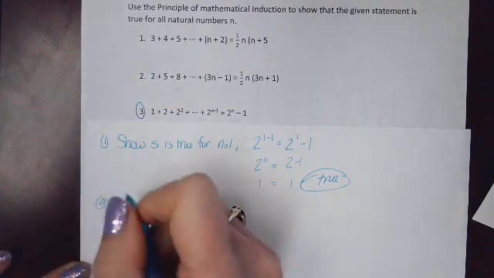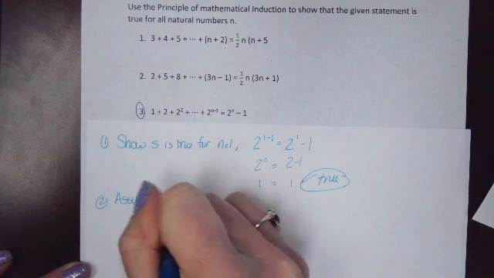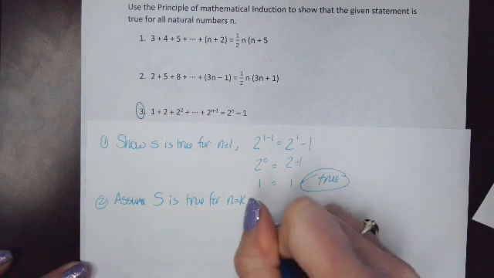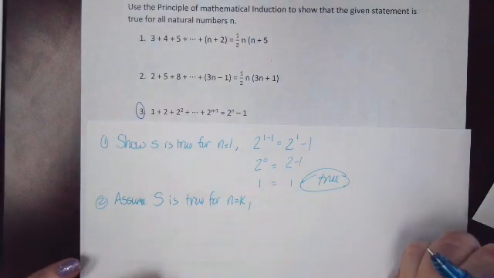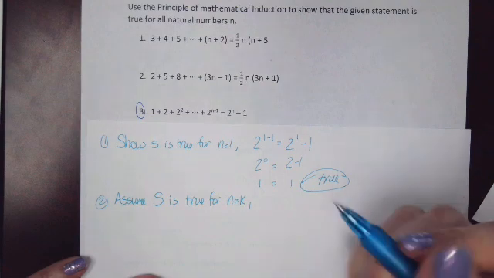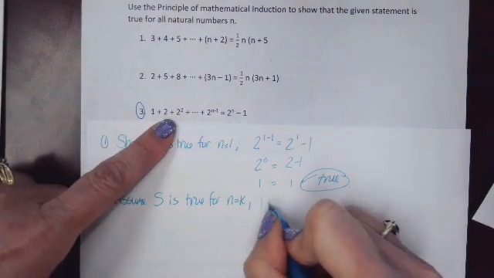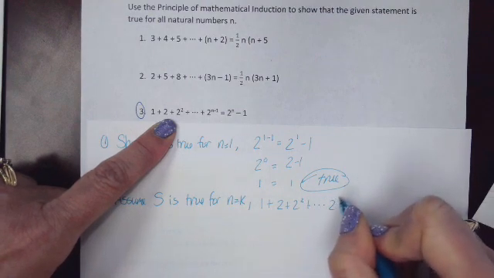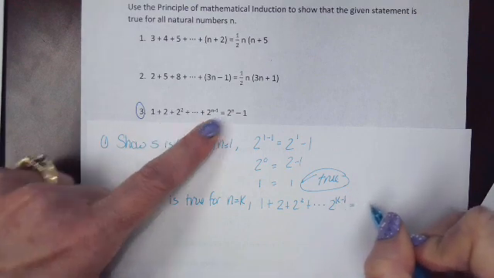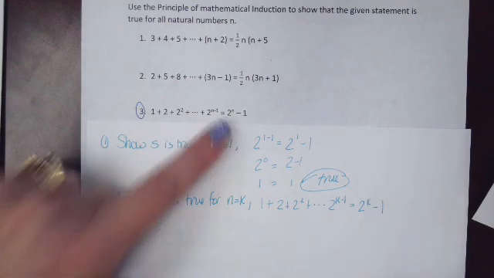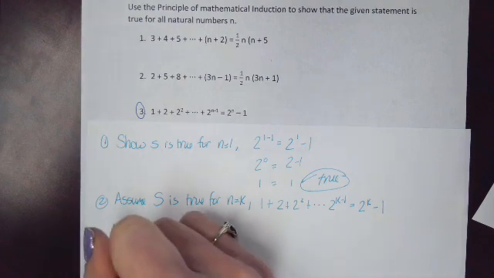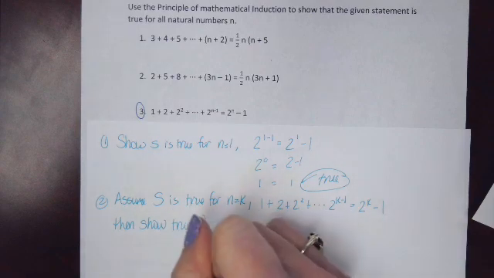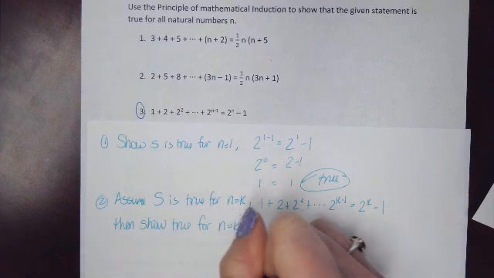And then my next step is to assume S is true for n equals k, and you'll notice that I've changed my wording just a little bit as we work through this. That's fair. If n equals k, then I have 1 plus 2 squared, all the way to 2 to the k minus 1, and that would be equal to 2 to the k minus 1. Then I'm going to show that it's true for the next term, n equals k plus 1.